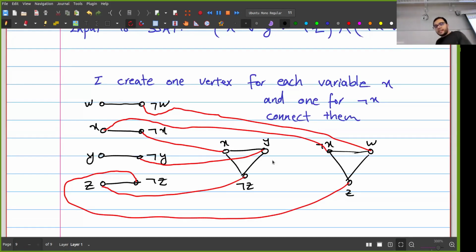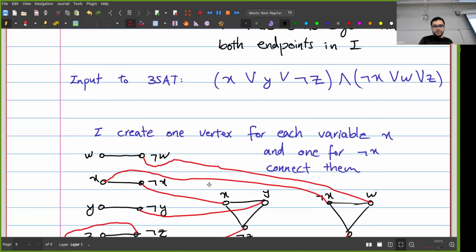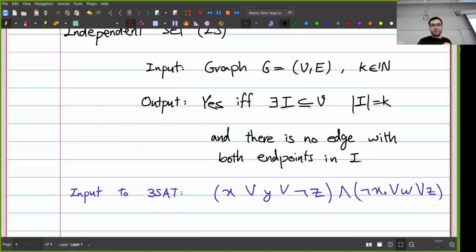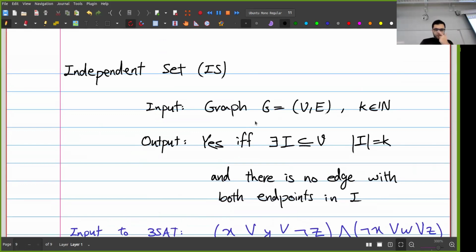So what are the things that I need to prove? I need to prove that this reduction works in polynomial time. And I need to prove that the independent set problem returns yes on this instance if and only if the 3-SAT problem returns yes on this. Okay. Oh, and I forgot one thing. In the independent set problem, we have to also give a value of k.